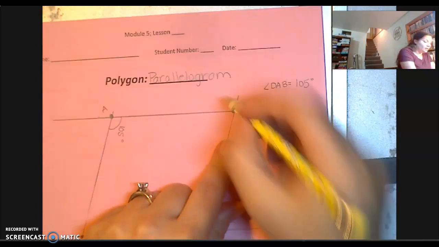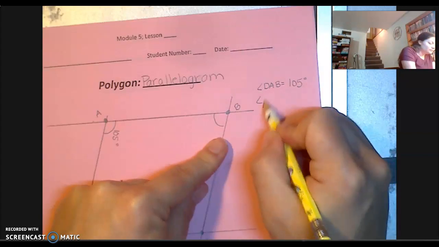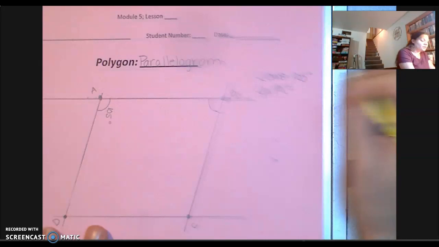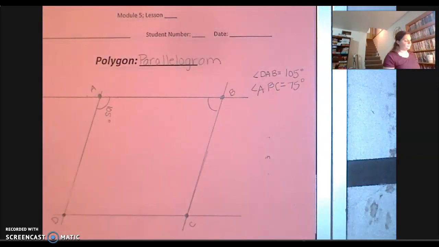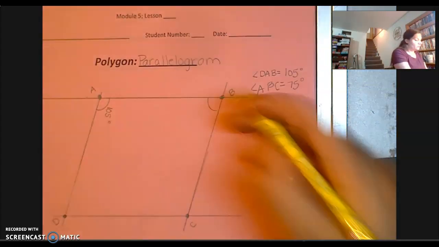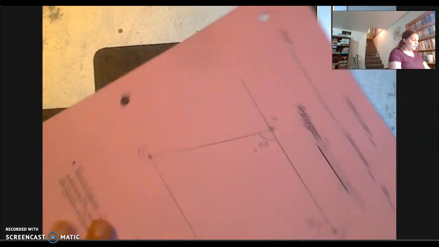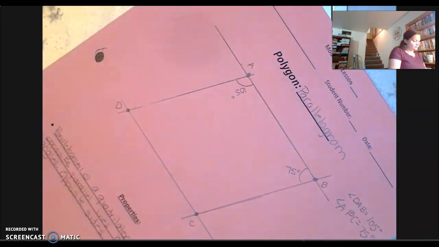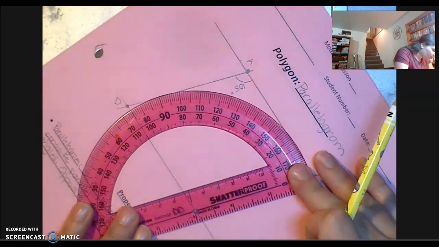So I'm saying angle ABC equals 75 degrees. And I'm going to label that here. Then I'm going to turn my paper, and we are going to do angle BCD. Line our protractor up, same process.